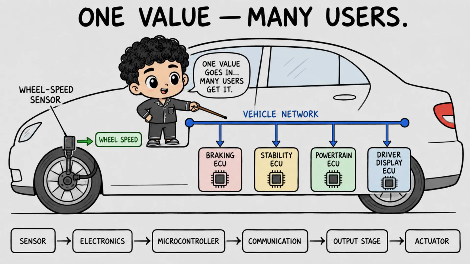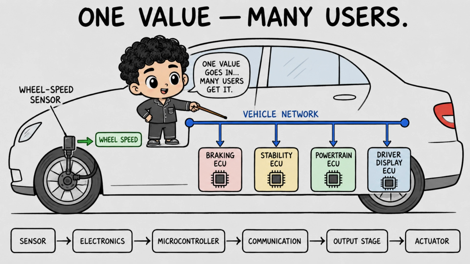Different ECUs also exchange information. A wheel speed value measured in one part of the car may be useful to braking, stability, powertrain, and driver information functions. Vehicle networks allow control units to communicate without connecting every source to every destination. Later in this course, we will trace how such information moves through communication stacks and network protocols.